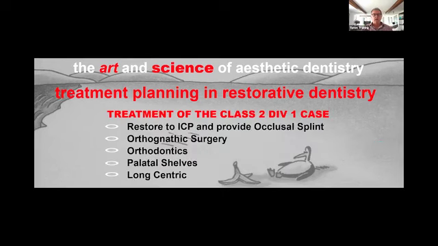So let's look at our general treatments of the class 2 Div 1 case, restoratively. Okay, so we have got options. Our major problem, as we've just identified, is no anterior contact. That means that if my patient bruxes, remember, 25 to 30% of your patients will be bruxing tonight. Everybody probably will brux at some stage, okay?